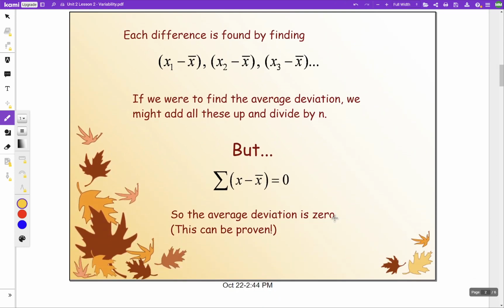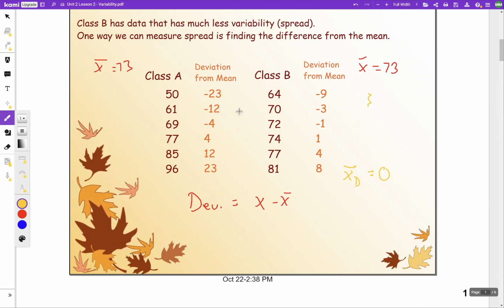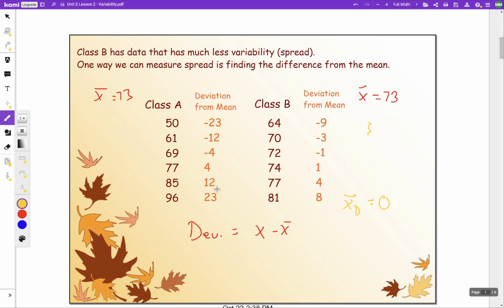So each difference is found by finding x sub 1 minus x bar, x sub 2 minus x bar, and so on and so forth, right? Just like we did. Here's the thing. If we were to add them up, divide by n, what that would tell us is the average deviation. Well, wait a minute. Average deviation. So let's go back and take a look here. Average deviation. So I'm going to take these numbers and average them, right? So find their mean.